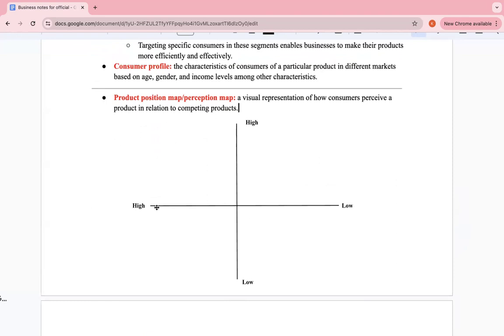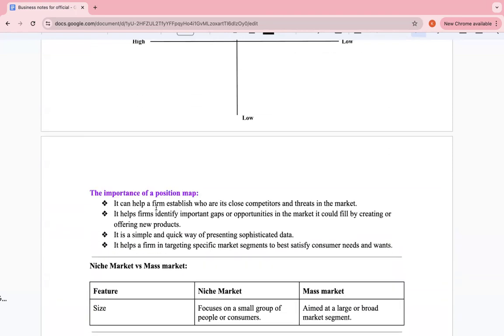So you end up just putting the different businesses. Usually they give you business A, business B, or option A, option B, and you can end up plotting them on the product position map. Keep in mind that when they give you a table which says, let's say, restaurant A, restaurant B, restaurant C, and they give you the quality and the price, or the price and the food, or something like that, you can always know that they're asking for the product perception map.